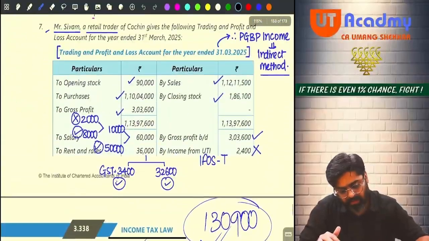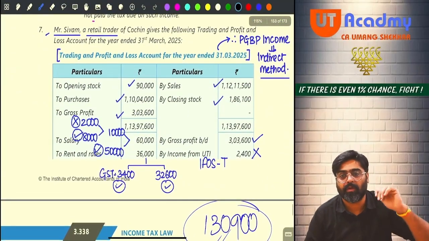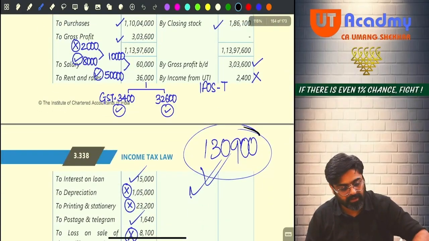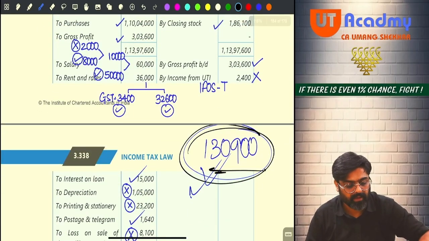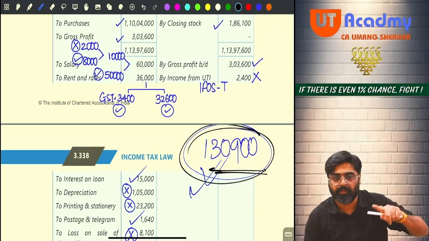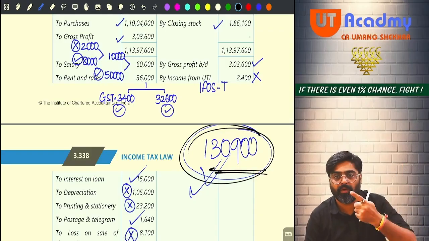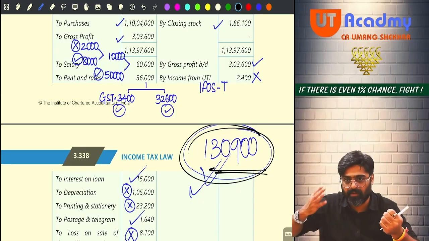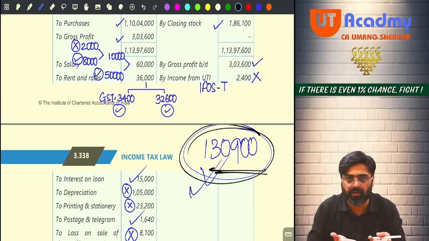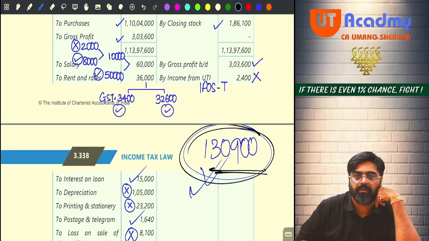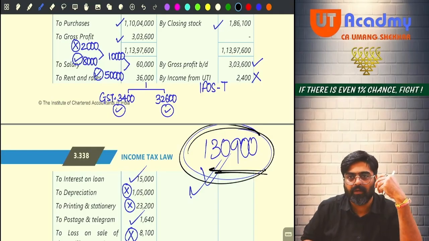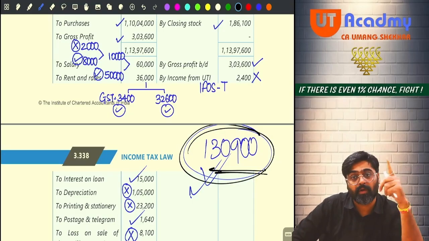So how much PGBP income we calculated for Shivam by following normal provisions? See, this is written in front of you. 130,900. Did we calculate this as per presumptive provisions or we followed regular provisions? Taxable PGBP income, deductions, disallowance, everything we did? No. So if we are doing this, can we do this? Yes. But for Shivam, can we follow 44AD?